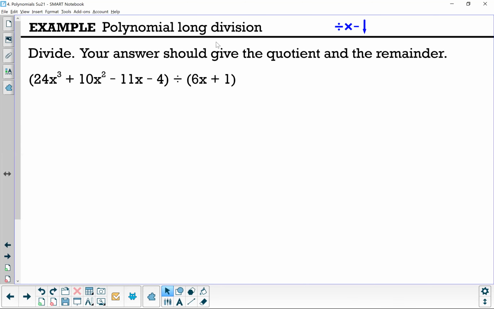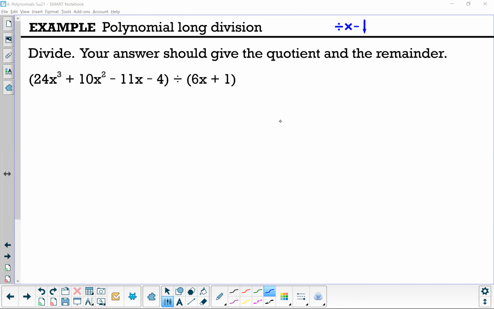So now we're going to look at 3 more examples of long division. We have here our dividend is 24x cubed plus 10x squared minus 11x minus 4, and our divisor is 6x plus 1. So we know we need to use long division because our divisor is this binomial.